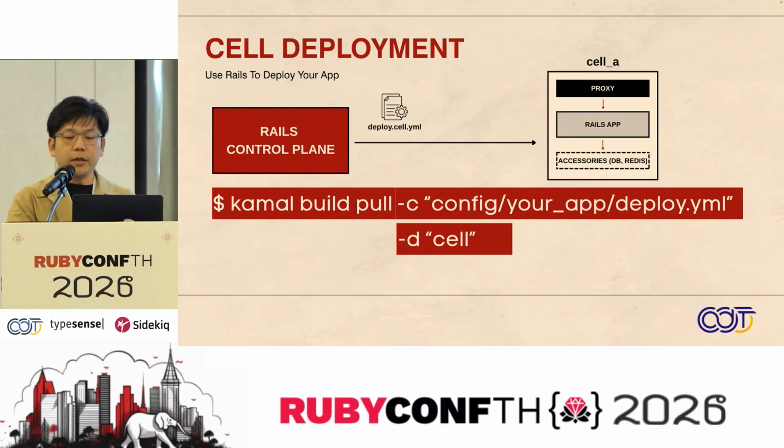Second, we need the config to be cell aware. Each cell has different servers, different IPs. So the control plane will use the option D to specify the destination of the cell.